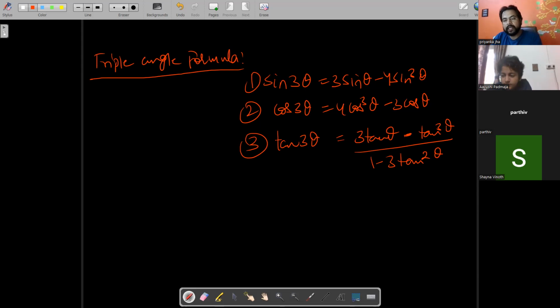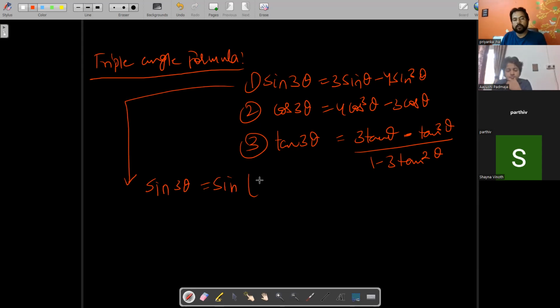If you want to prove it, I can prove. Let me prove one of these three. So let me prove the first one. That is not needed, but still I prove one. See, sine 3 theta. You can write this as 2 theta plus theta. Now treat this as sine of A plus B.